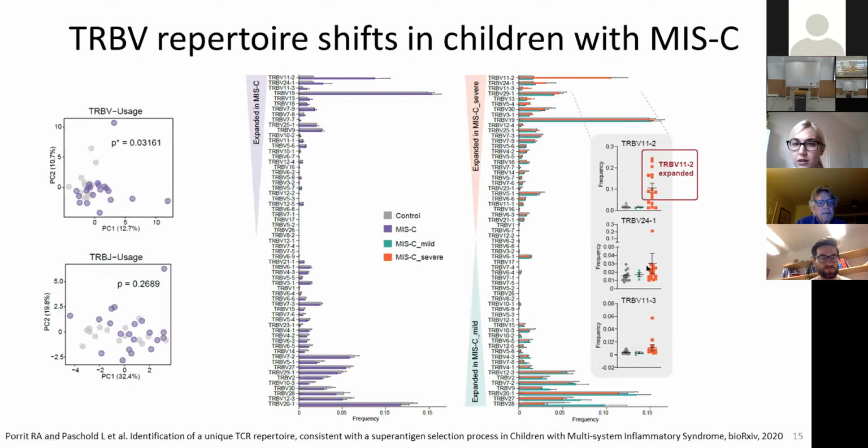TRBV24-1 was enriched to a lesser extent, but this gene was also one we have found before in the adult cohort. That's why this was also interesting. And for 24-1 and 11-3, there was always one patient which was especially enriched, and the overall cohort was enriched only mildly.